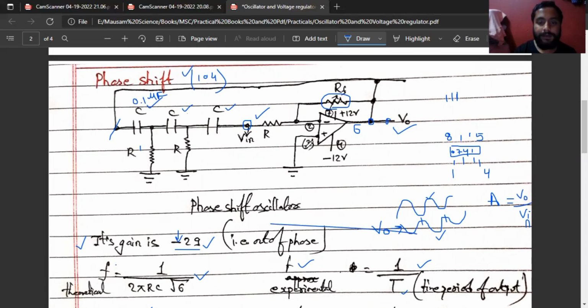Here one thing I want to say is that we'll not take voltage input from this number 3 terminal because it is ground. We do not get any kind of voltage over here, so we'll take voltage input from here.